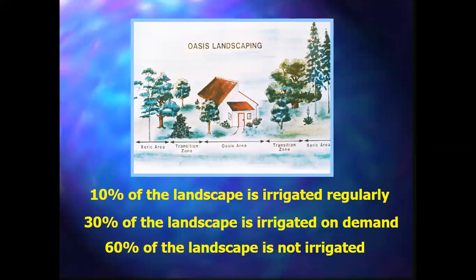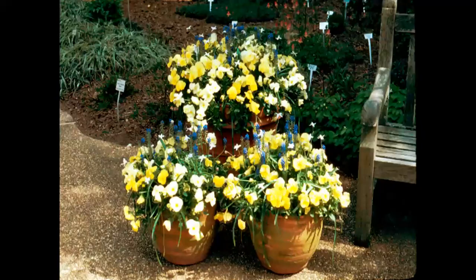Ideally, 10% of the landscape is irrigated regularly, 30% is irrigated on demand, and 60% is not irrigated. That's what we'll just term as oasis landscaping. Okay, all right. So let's say you want to use this seasonal color, just put them in containers. So you just have to periodically water the containers, but everything else doesn't need as much.